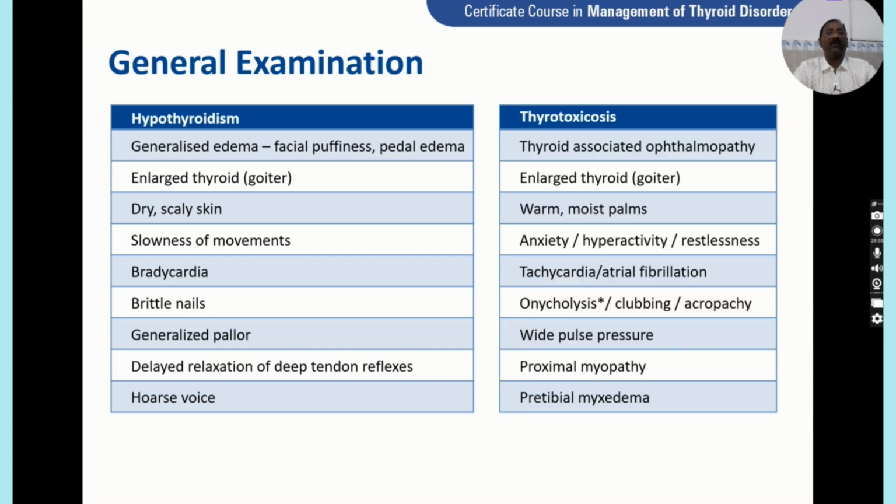In thyrotoxicosis, you will have thyroid-associated ophthalmopathy, enlarged goiter, warm and moist palms, anxiety, restlessness, hyperactivity, tachycardia, atrial fibrillation, onycholysis, clubbing, acropachy, wide pulse pressure, proximal myopathy, pretibial myxedema. Here the separation of the distal part of the nail from the nail bed is called onycholysis. This is very common in hyperthyroidism cases.